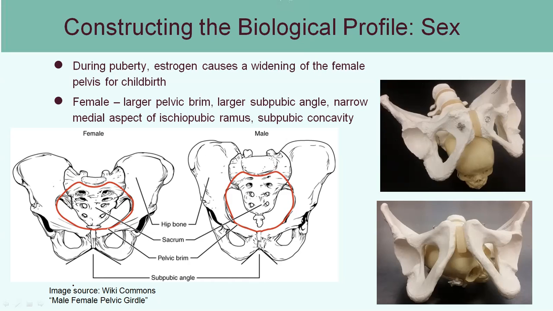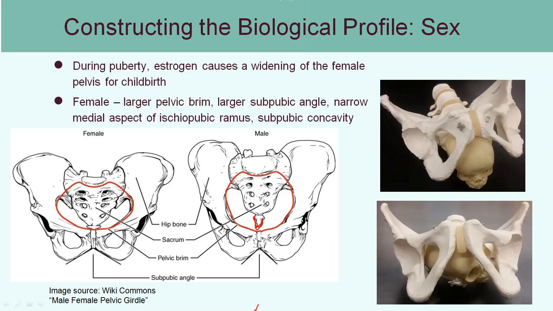You're going to see that in the male, it's more likely that the sacrum will have the coccyx, that's the tailbone. The coccyx will curve inwards, while with the female, it's less likely to curve inwards. If it does curve inwards, she's more likely to break her tailbone during childbirth, which is not a pleasant experience.